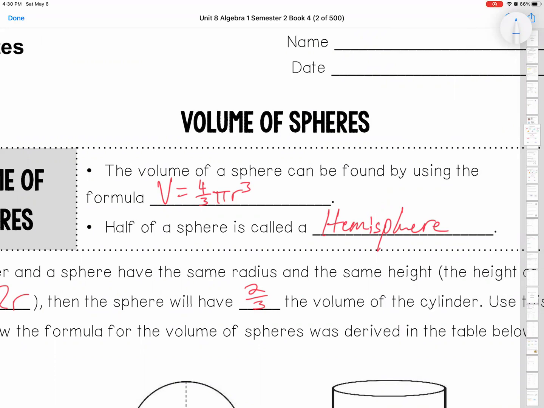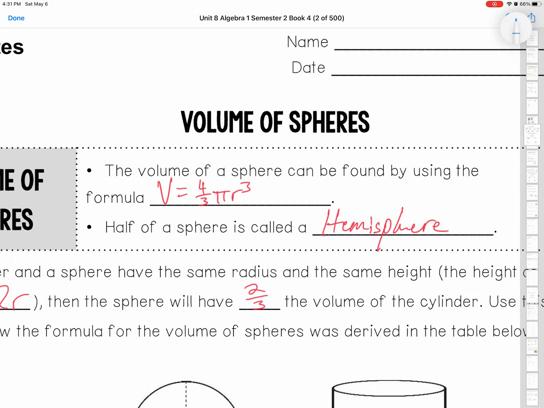Pretty much once you start working with it, usually students are like, oh, okay, it's kind of just plug and chug, kind of like with cylinders. And half of a sphere is called a hemisphere. So just think about the globe, and how you have the northern hemisphere and the southern hemisphere. That would be half of that.